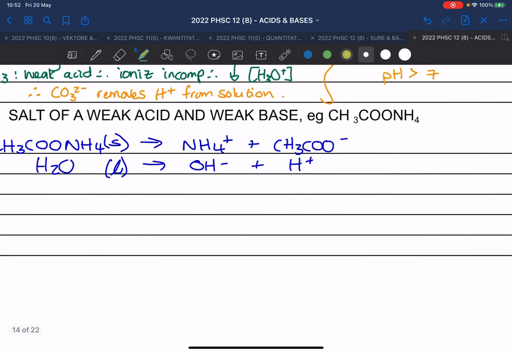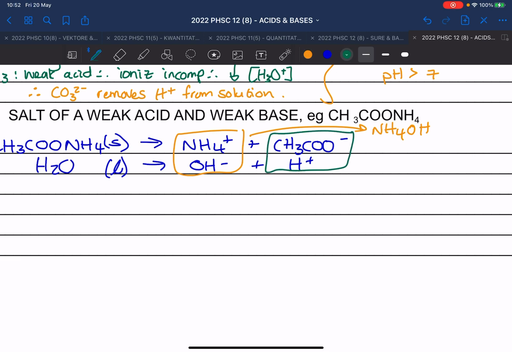Okay, so these two get together and they give you ammonium hydroxide, and these two get together and they give you... Gananelo, what's this one's name? The green one? Wait. Alright, so you guys don't have homework.